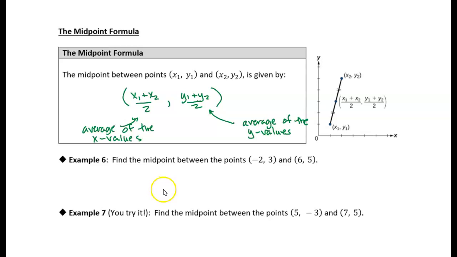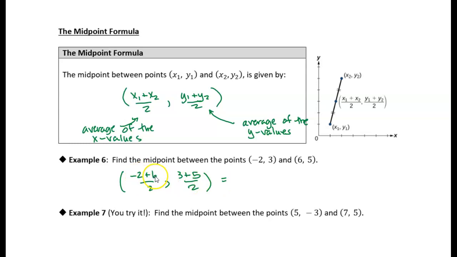So let's take a look at example 6. We just want to find the midpoint between the points -2, 3 and the point 6, 5. So all I'm going to do is take the average of the x's. So I'm going to add them up, -2 plus 6 all over 2. And the average of the y values, so 3 plus 5 all over 2. And calculate that out.